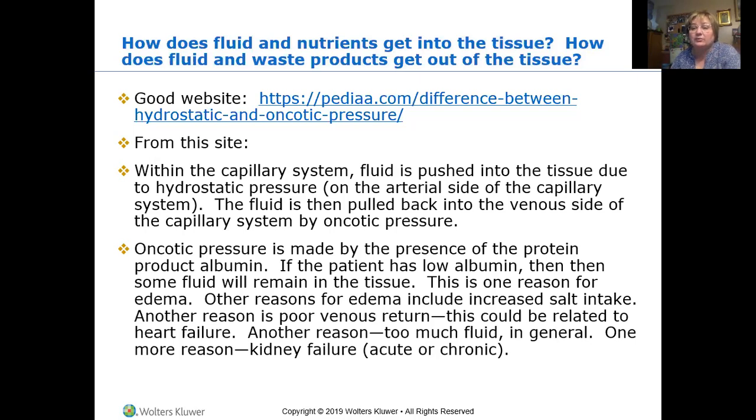Another reason is just too much fluid in general. If we have too much fluid in general, for whatever reason, we've got to put that fluid somewhere. And so sometimes some of that fluid remains in the tissue. And sometimes kidney failure. With kidney failure, you basically are having a problem with fluid balance, and so again, some of that excess fluid can be pushed into the tissue.